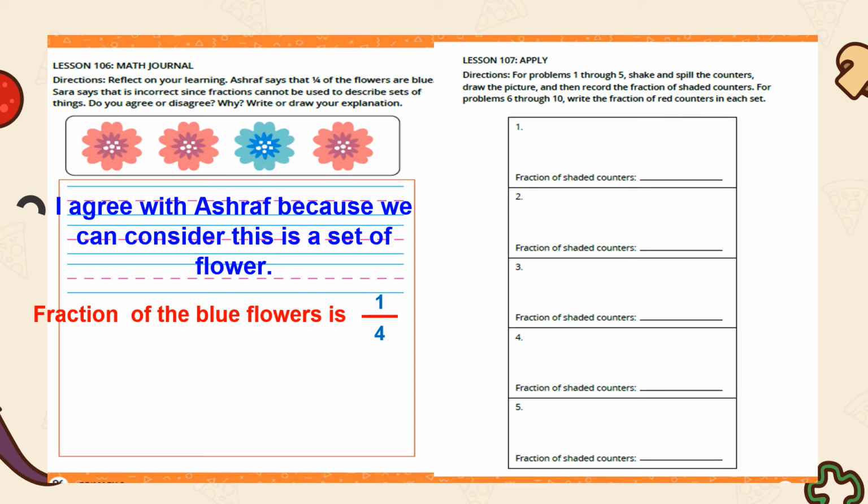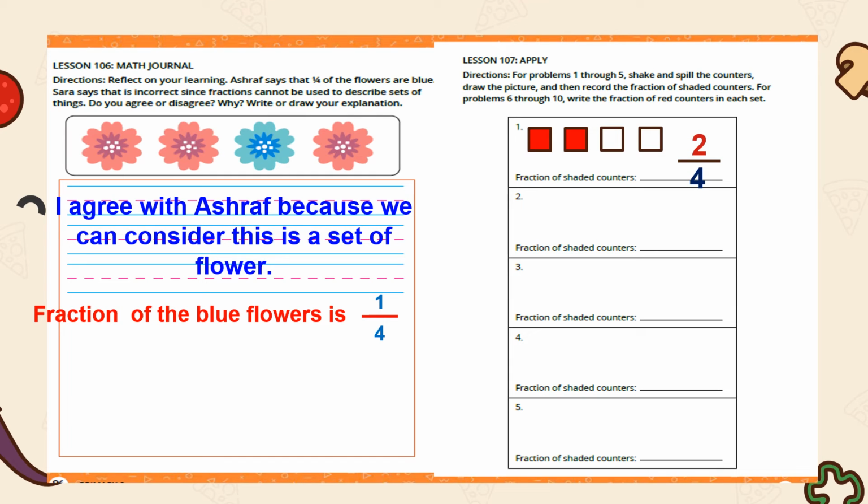Next page, from problems 1 to 5, check and spell the containers to draw the pictures, then record the fraction of shaded containers. So in number 1, if we draw 4 squares and we colored 2, the total parts, the denominator, is 4 and the numerator is 2.